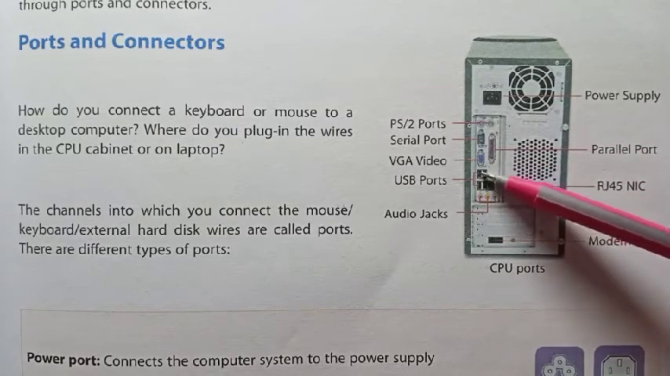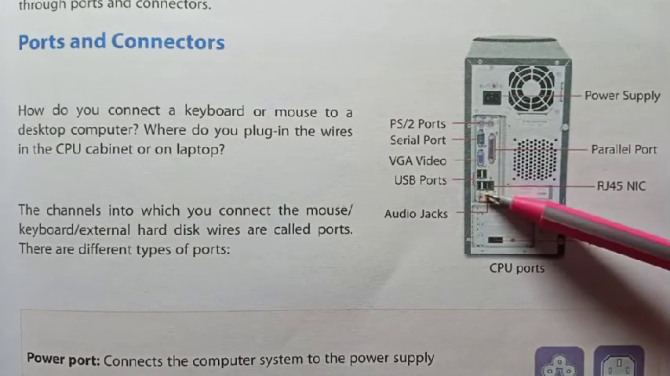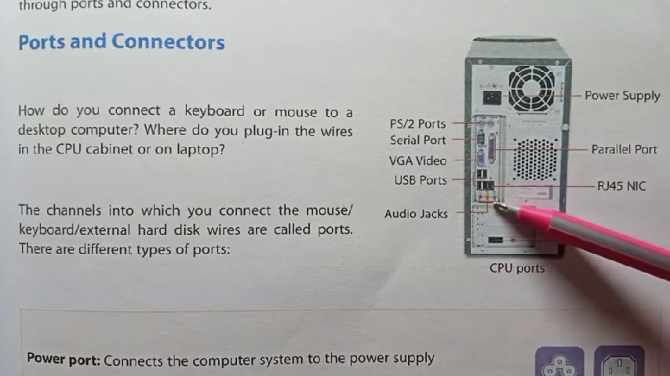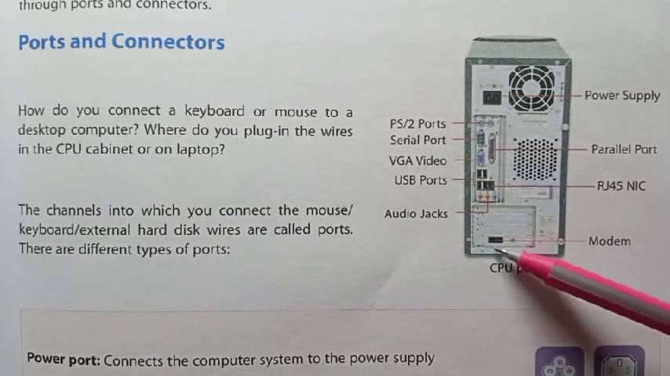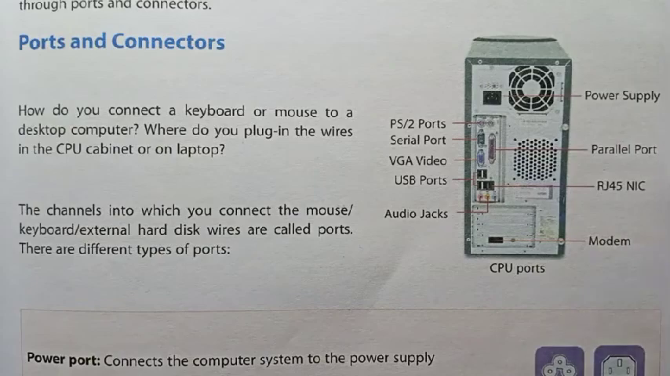We have the USB ports. As we get the USB port in front of the cabinet, similarly, we have the USB port at the back of the cabinet also. Here we have RJ45 for NICs, that's another port. Then we have the audio jacks over here. This is the audio jack and the modem. If your CPU cabinet has a modem installed, you will find it over here. So now let us look at each and every part individually.